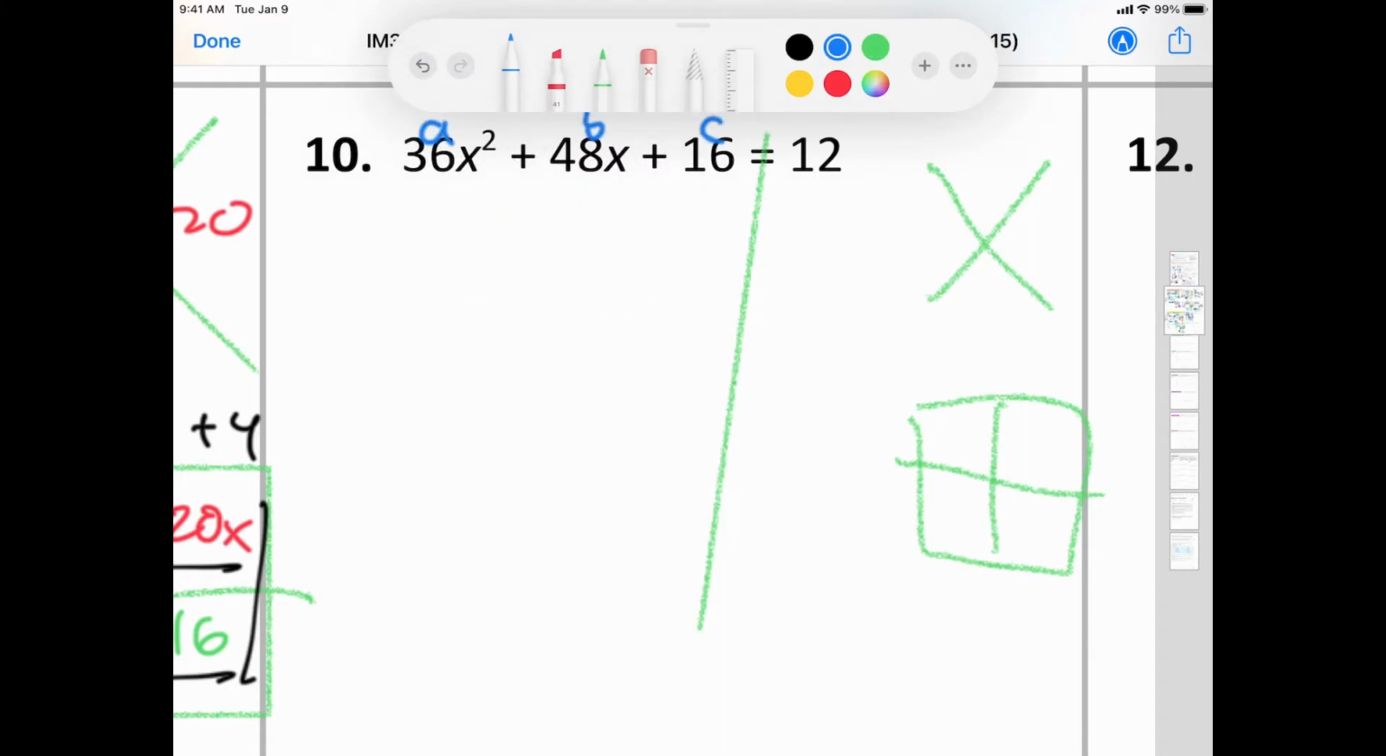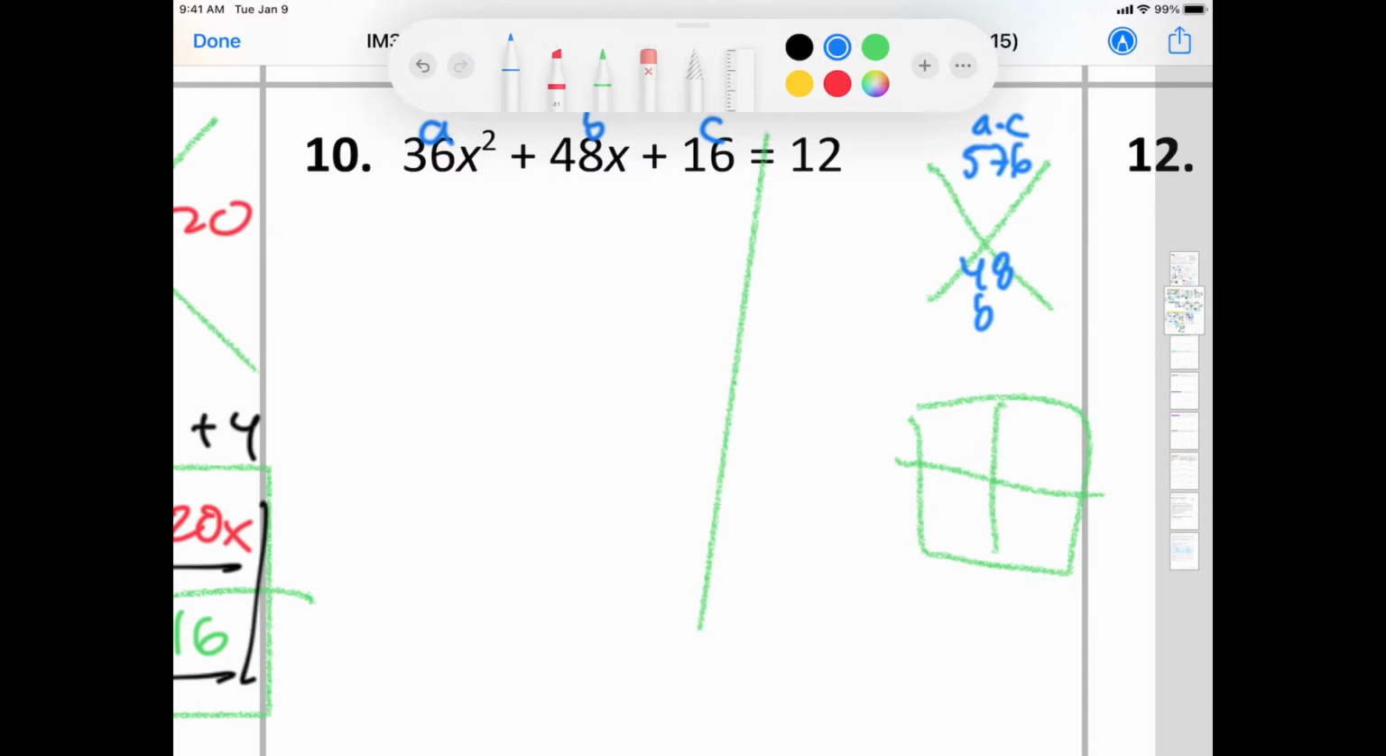A, B, C. A times C is, whoa, that's going to be a huge number. Why would they do that to us? No. 36 times 16. Wow, 576.